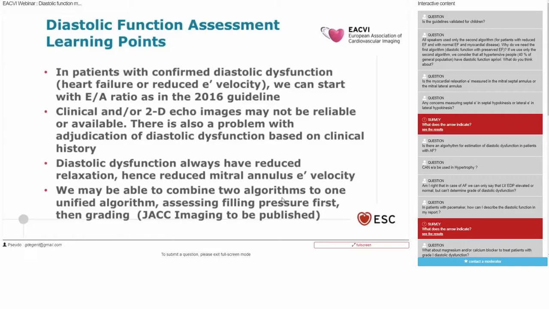And there's some problem sometimes with adjudication of diastolic dysfunction based on clinical history. Yeah, I think if you get the E' velocity, just make sure they have a diastolic dysfunction, then I don't think you have any problems there. And in my opinion, if relaxation is reduced, then that's a diastolic dysfunction. So whenever you see the reduced E' velocity, we should call it a diastolic dysfunction.